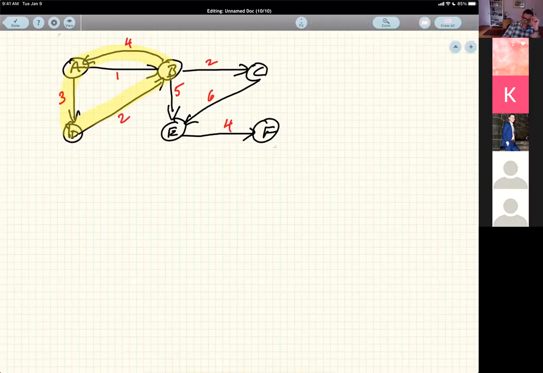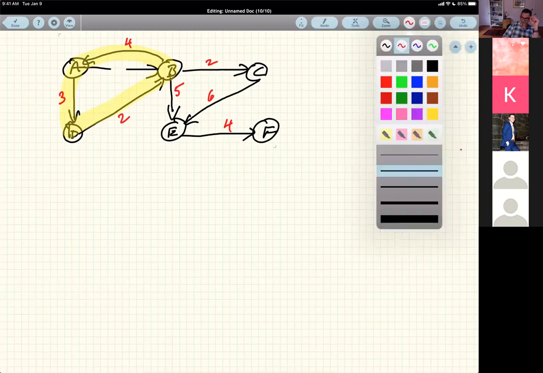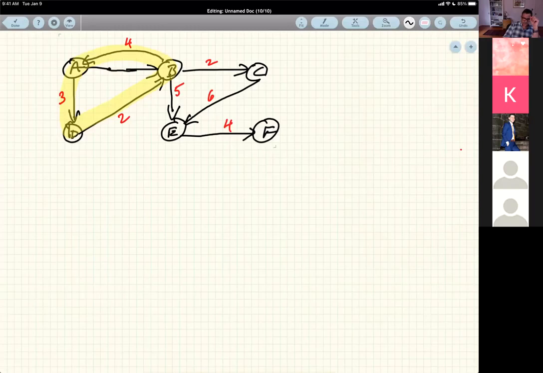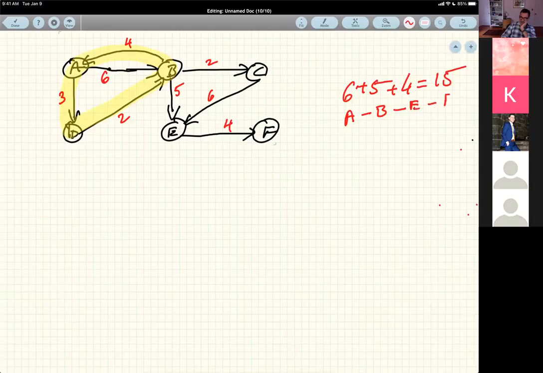Let me just redo this for a second. I'm going to assign that edge a weight of 6. So what is the shortest distance from A to F? If I go from A to B, that's 6, plus 5 from B to E, plus 4. That comes out to 15. That's A, B, E, F.